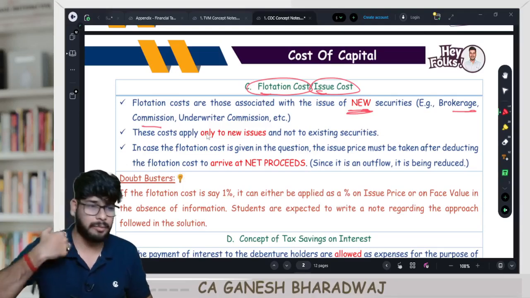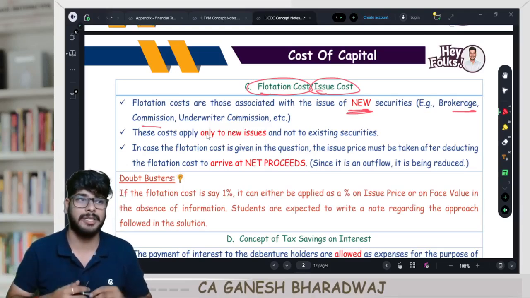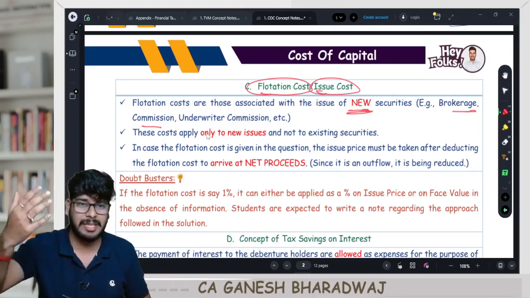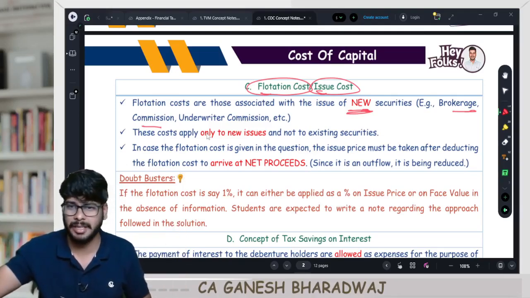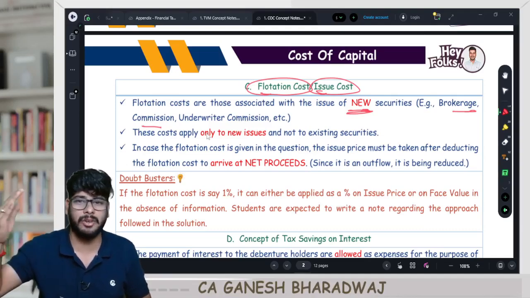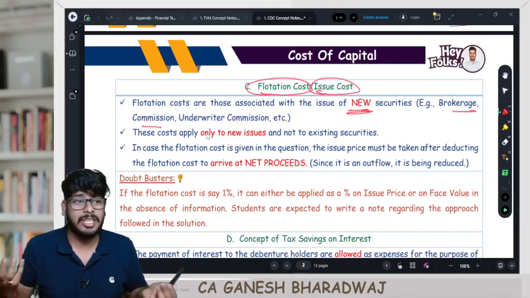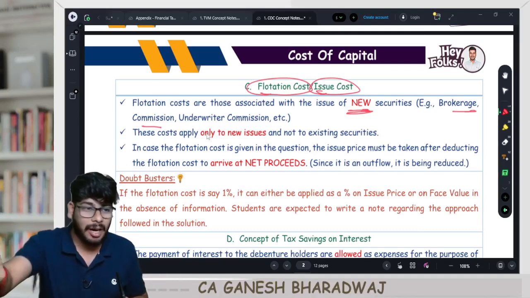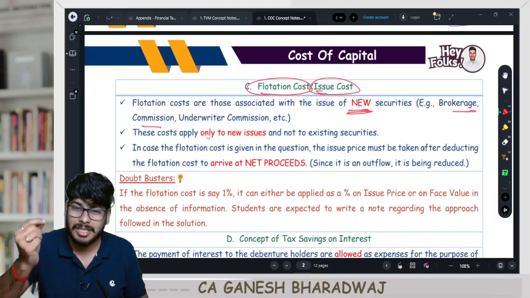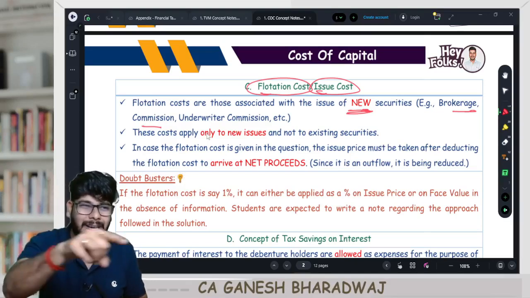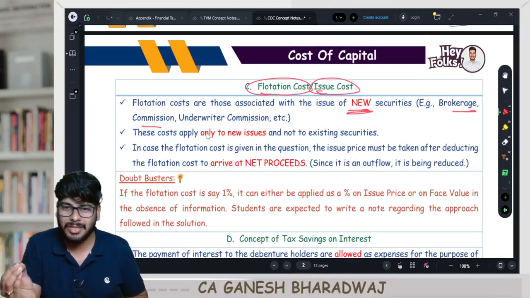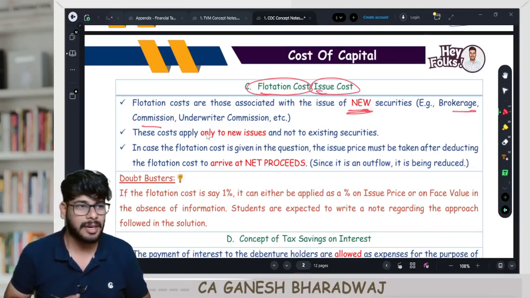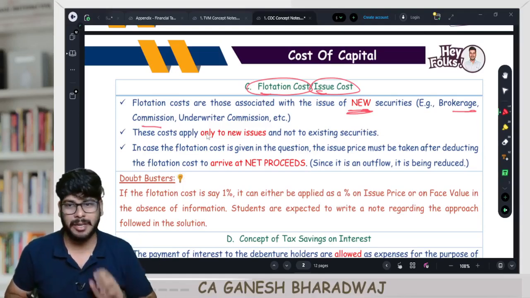Once you circulate this prospectus, investors should come and invest, and it should be subscribed at least to the extent of 90 percent or something like that. Suppose the company is not guaranteed of that, they generally hire underwriters who will charge some underwriting commission. These are all costs associated with a fresh issue of shares, correct guys? This is definitely a cost.